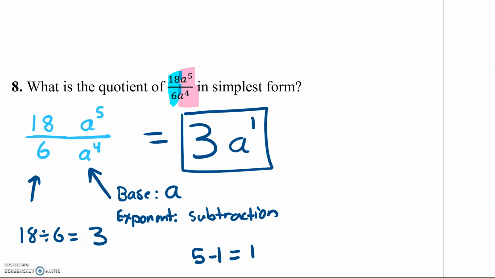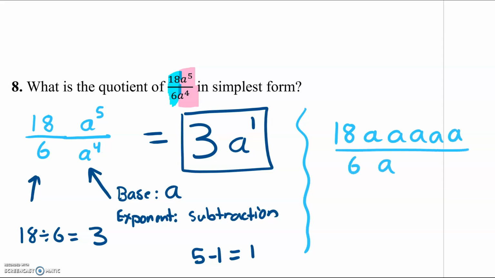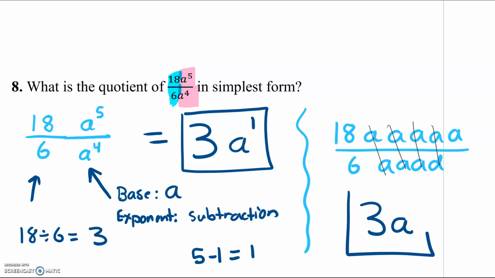The other way to look at this would be set it up like this, right? So 18 on top and then 5 a's. 1, 2, 3, 4, 5. And then 6 on the bottom and 4 a's. And then cancel, cancel, cancel, cancel. And divide them out. So 18 divided by 6, 3. And we only have 1 a left. So 3a or 3a to the first power.